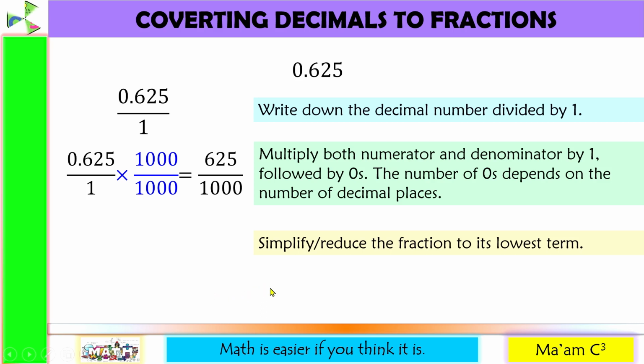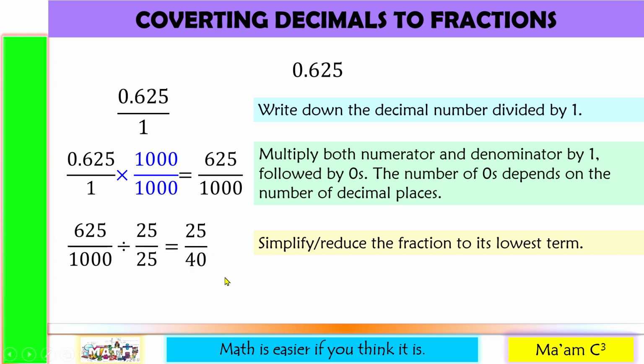There is another way of reducing this to its lowest term without doing the GCF. So let us copy 625 divided by 1,000. Now, you think of a number where you can divide both 625 and 1,000. And that could be 25. 625 divided by 25 is 25. 1,000 divided by 25 is 40. Now, analyze your answer. Is there a number that you can divide both 25 and 40? Yes, there is, and that is 5.